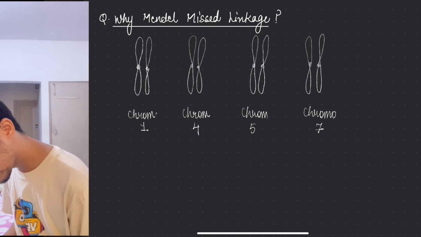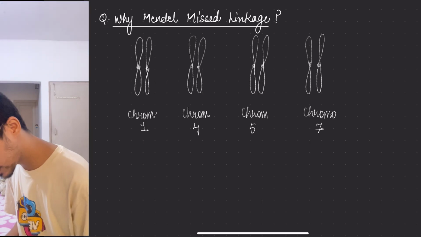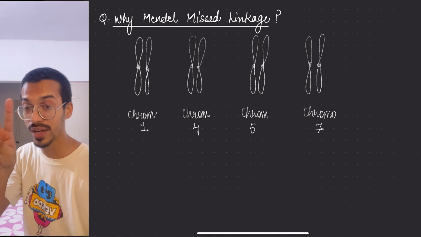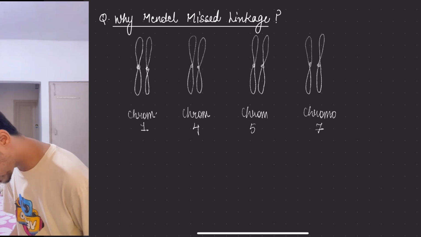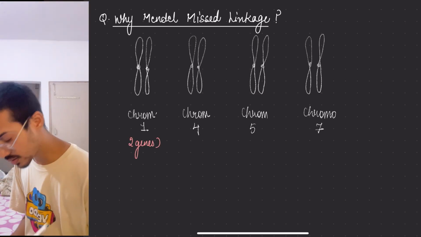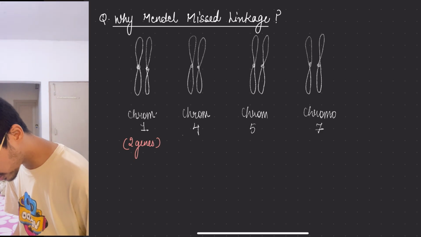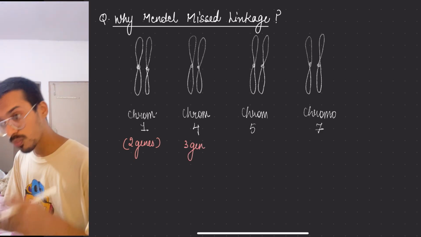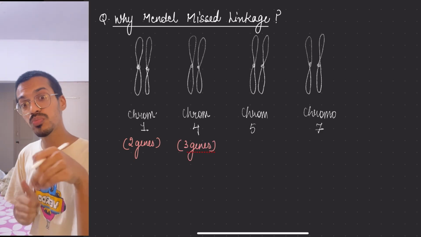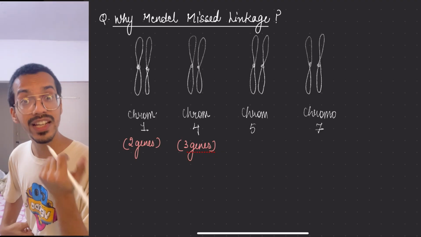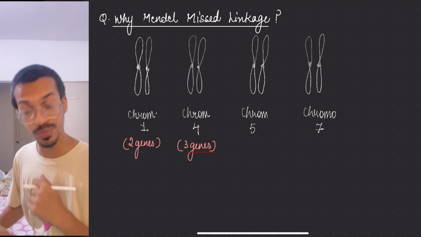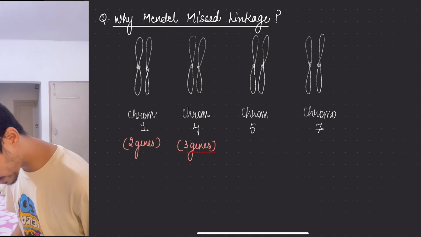Now you have to remember a certain thing: on chromosome number 1, 2 genes were present. So basically 2 genes for the characters would be present. Then 3 genes were present here, which means more genes were present closer, so more chances of linkage will be there. This is more linked groups. Okay, so then 1 gene is present on it and 1 gene is present on it.